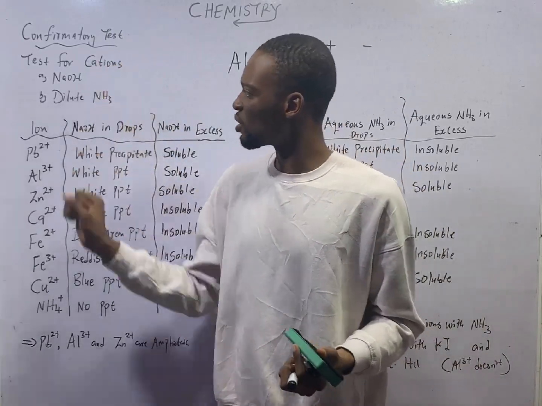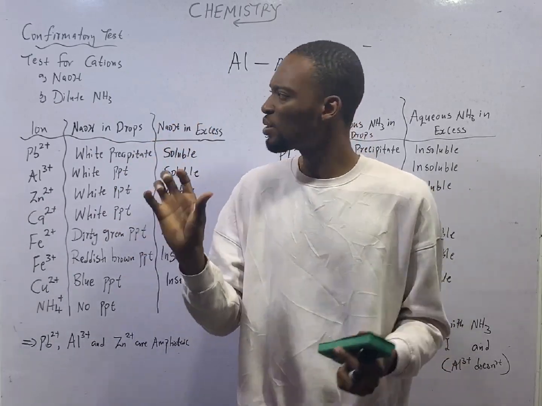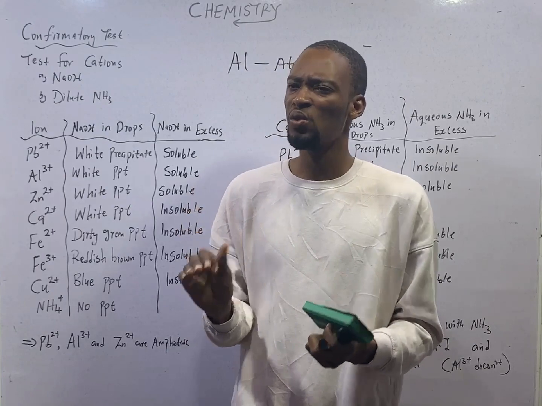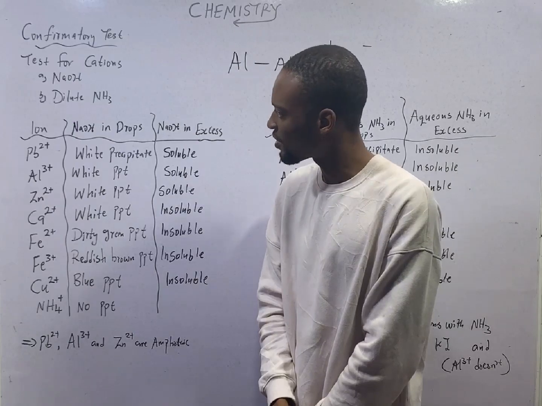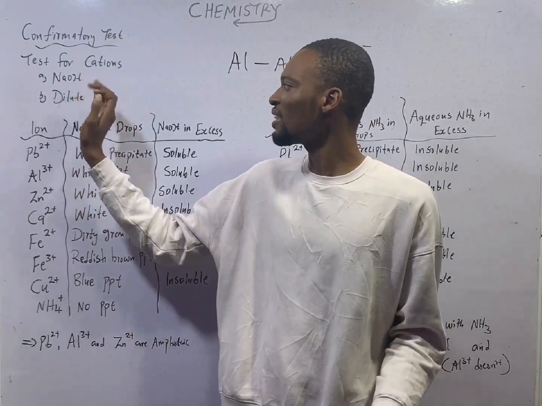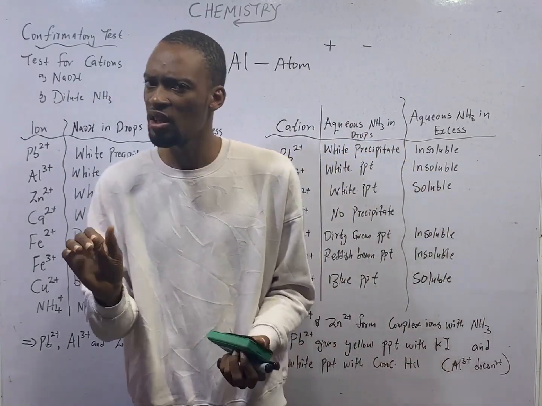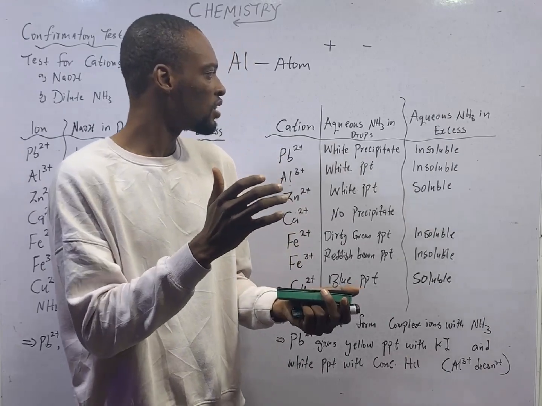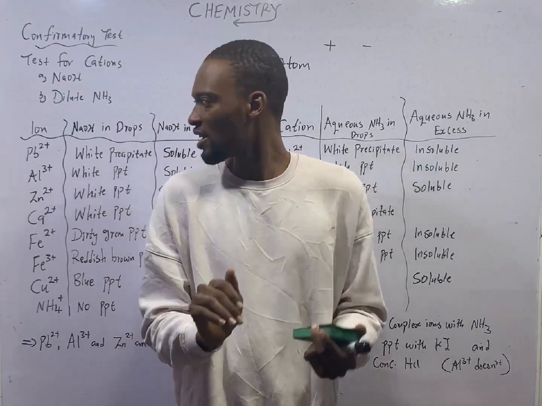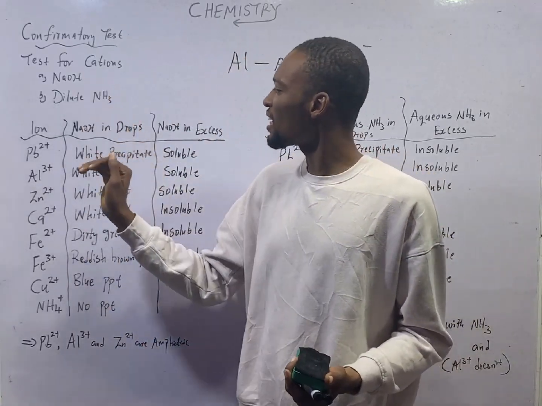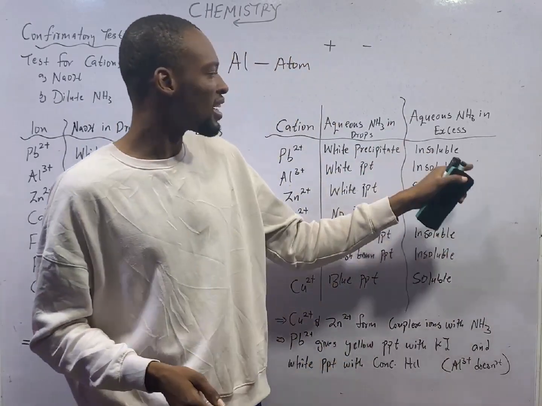To test for positive ions, we use sodium hydroxide and dilute ammonia. These are the two compounds we use to test for cations. Which of the following are used to test for cations? They are sodium hydroxide and dilute ammonia. This is how we use them. First, you put them in drops. Later, you add them in excess. So, sodium hydroxide in drops and in excess, then dilute ammonia in drops and in excess.